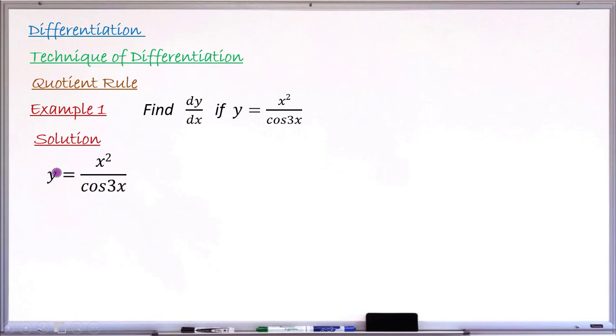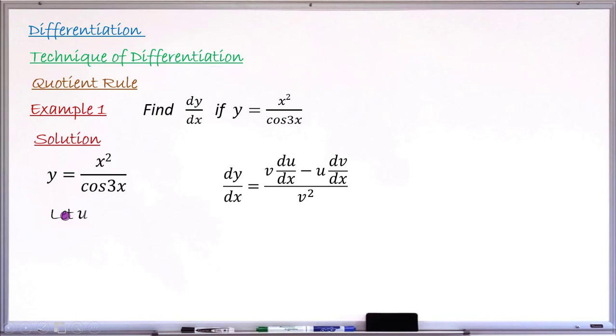Looking at this function, you can see that it is a function of x at the numerator level and another function of x at the denominator level. That makes you think that it is the quotient rule that you are going to apply. So my rule, quotient rule, says dy by dx is equal to v times du dx minus u times dv dx, all over v squared. So what remains is to make your numerator u and the denominator v.